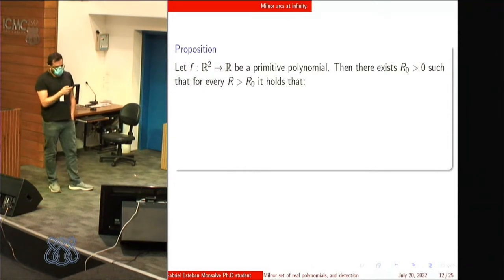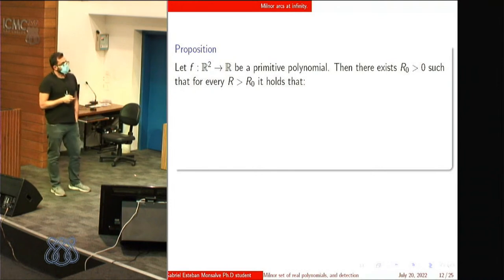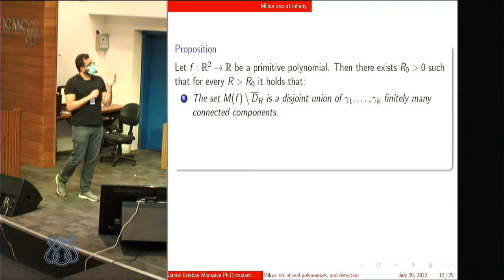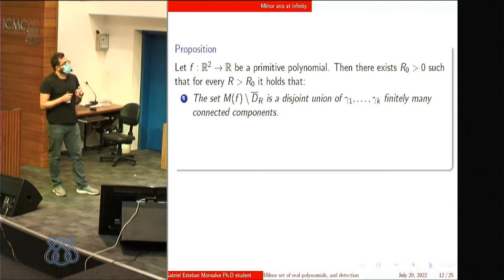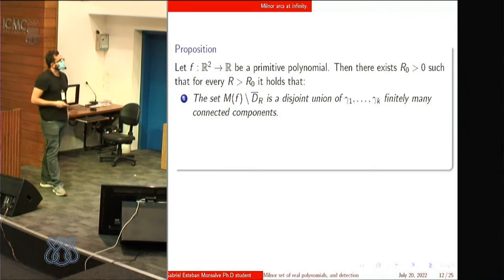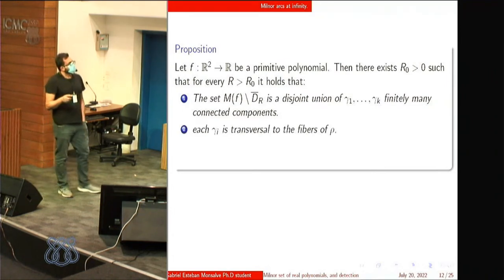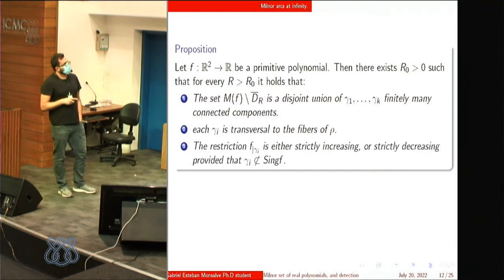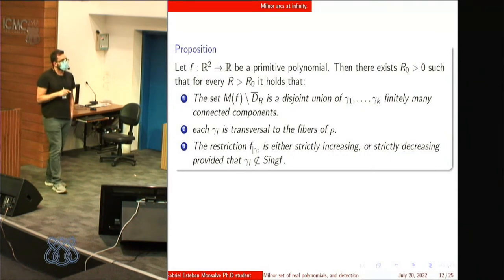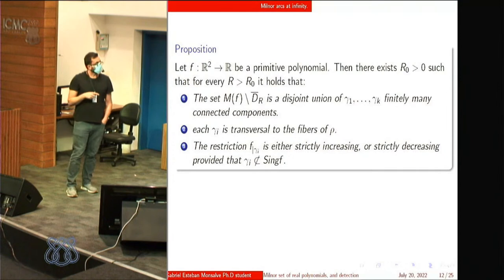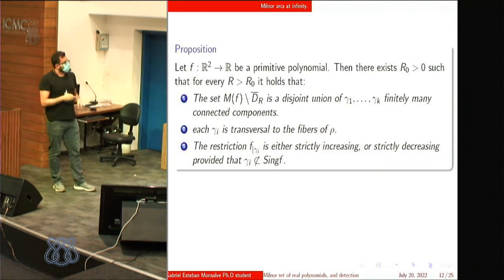If we have this type of polynomial, then there exists a positive real number R0 such that for every real number R bigger than this one, the Milnor set outside the disk of radius R is a disjoint union of finitely many connected components. Each of these connected components is transversal to the fibers of rho. The restriction of F to these connected components is either strictly increasing or strictly decreasing, provided that the connected component is not contained in the singular locus of F.